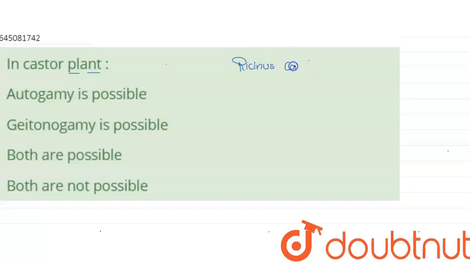If we talk about the castor plant, it is also known as Ricinus communis, which is its scientific name, and it belongs to the family Euphorbiaceae. And one thing that you should keep in mind is that it is also known as castor bean or castor oil plant as well. Now there are 4 options given.